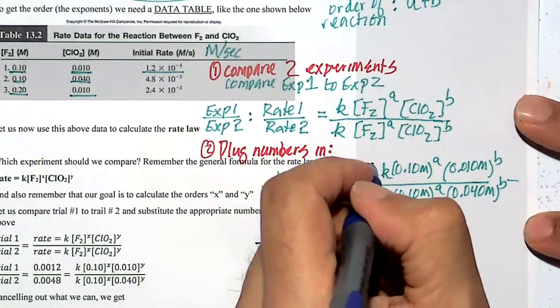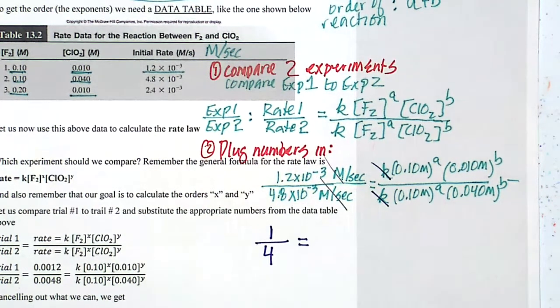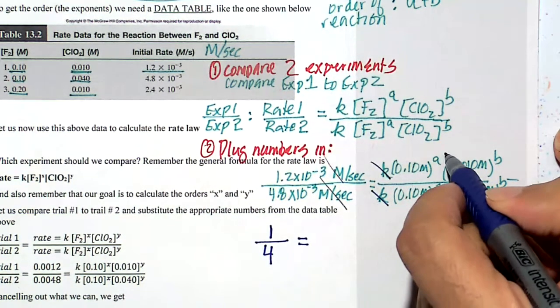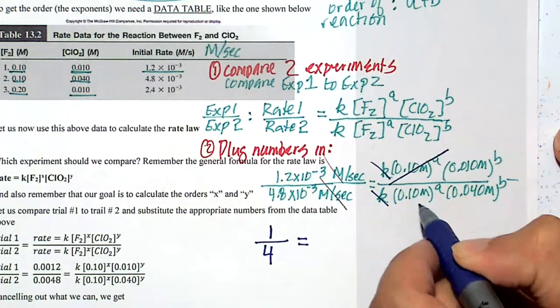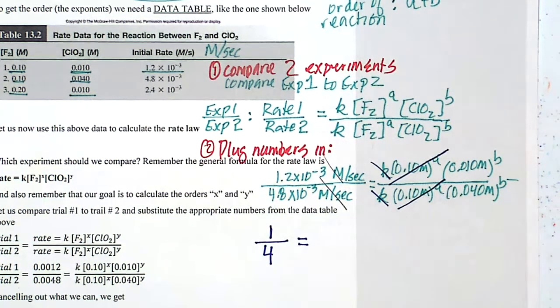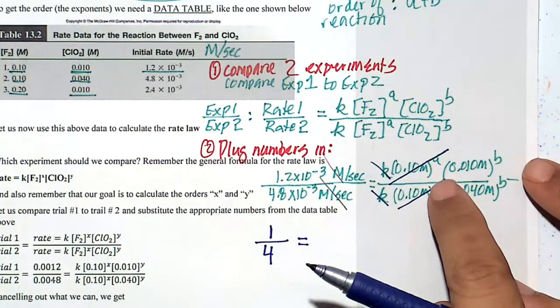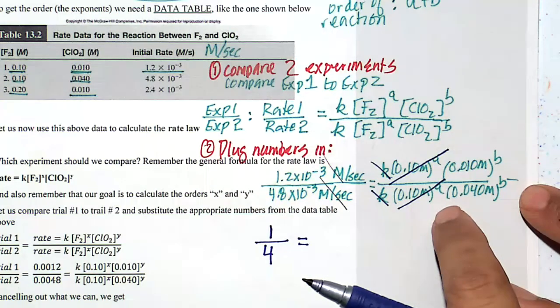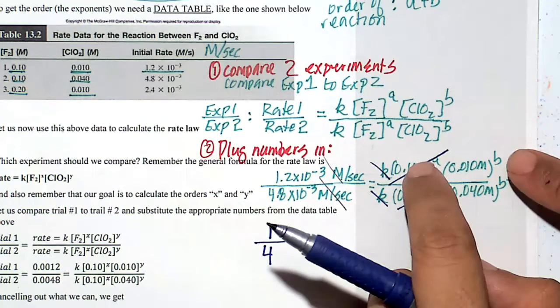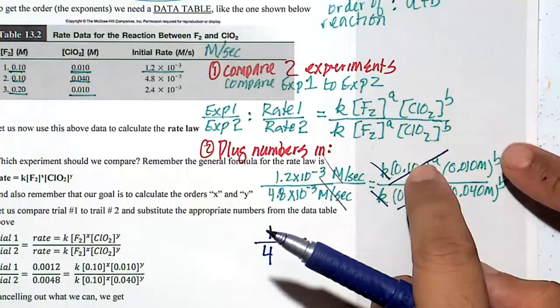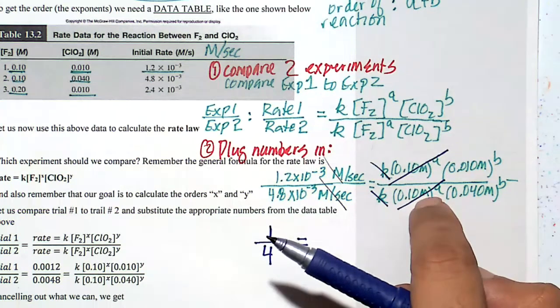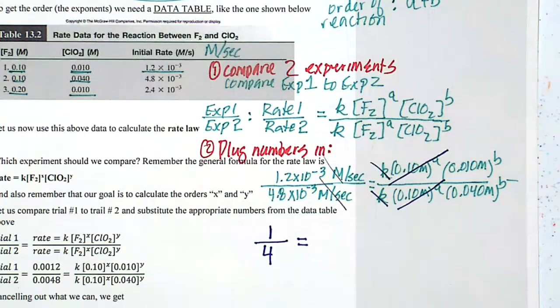All right, the little lowercase k cancels. Okay, we're going to find that at the end of the problem. 0.10 to the power of A, everyone see this? Cancels out with 0.10 to the power of A. All right. So 0.010 to the power of B divided by 0.040 to the power of B. Okay, everyone follow me here. 0.01 divided by 0.04 is 1/4. And I'm going to make that whole thing to the power of B.